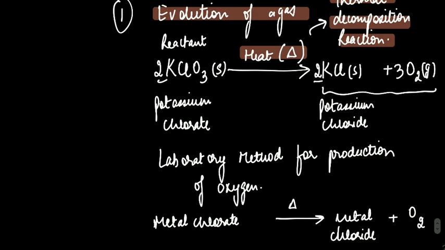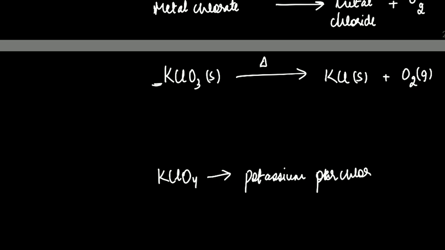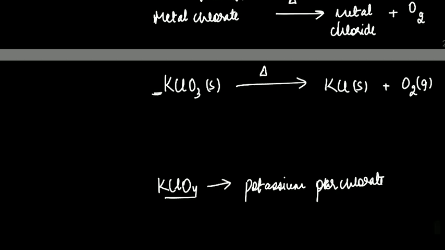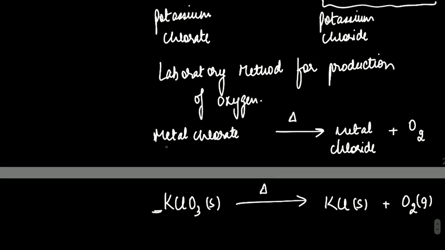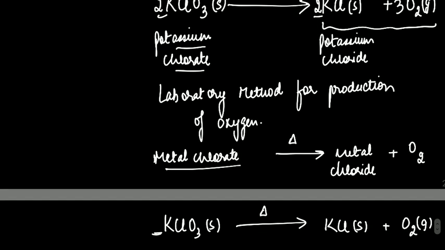Sorry, my mistake. I said KClO4 is potassium perchlorate. Just remember that. See, it can happen with me also, it can happen with anyone. KClO4 is potassium perchlorate, whereas this is perfectly fine, potassium chlorate. So I wrote metal chlorate, potassium chlorate.